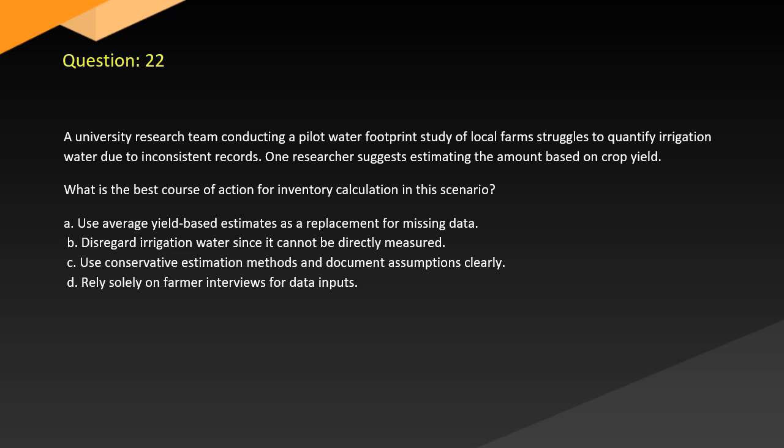A. Use average yield-based estimates as a replacement for missing data. B. Disregard irrigation water since it cannot be directly measured. C. Use conservative estimation methods and document assumptions clearly. D. Rely solely on farmer interviews for data inputs.